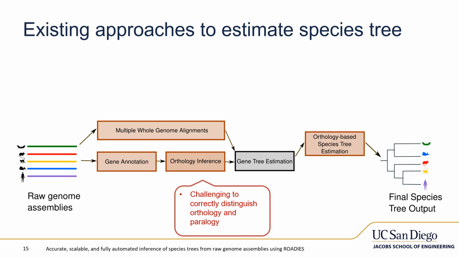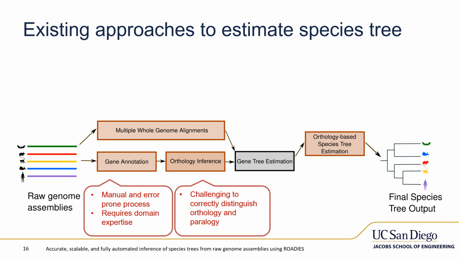Now, there are certain challenges in the second approach. First, correctly distinguishing orthology and paralogy is challenging because they may look similar as they share a common ancestry, but not all of them are due to speciation. There are some duplicate copies of the genes as well. Hence, it's challenging to find true orthology. The second challenge is to manually annotate the genes, because that requires manual tuning and domain expertise to perform correctly. That is why errors at this step can propagate throughout the entire pipeline, making the entire process error prone.